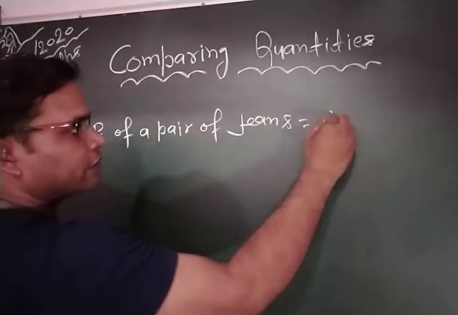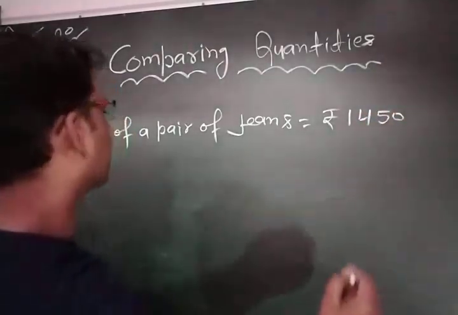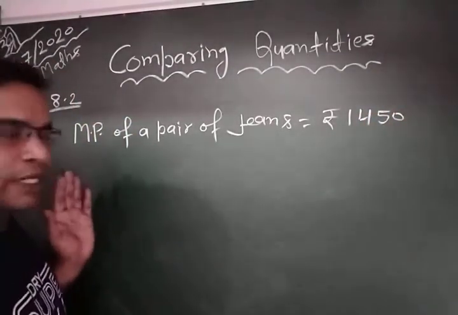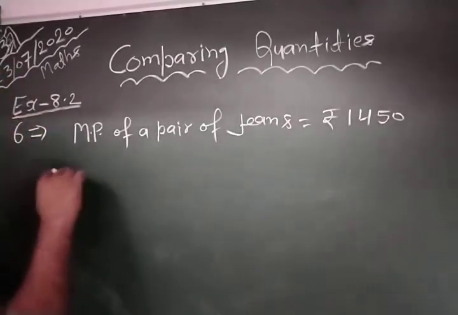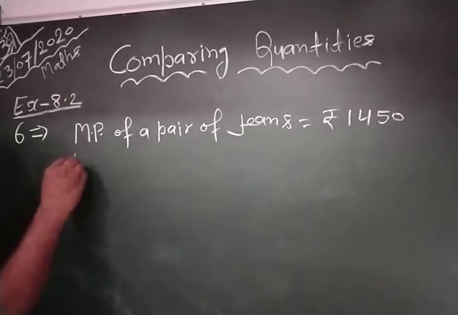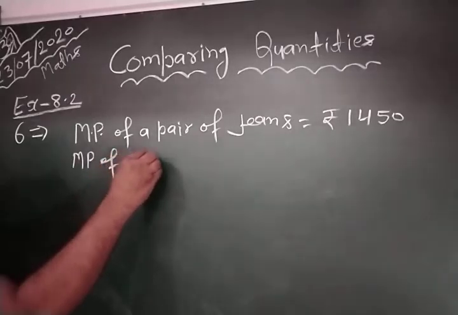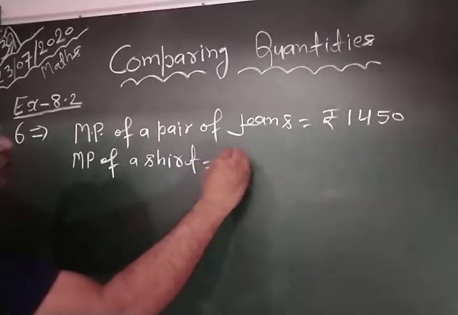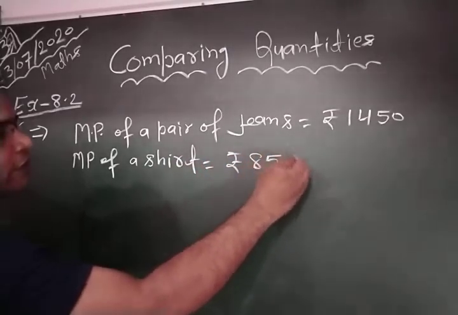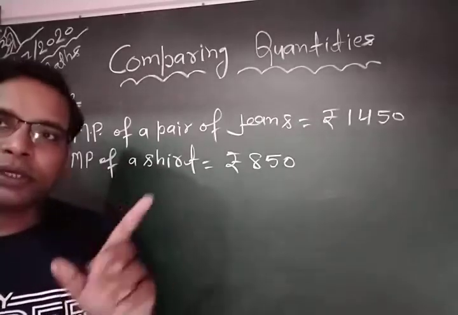The pair of jeans is given as rupees 1,450. This is the marked price, MP, which you can also call the tag price. The MP of a shirt is equal to rupees 850. So the marked price of one shirt is 850.